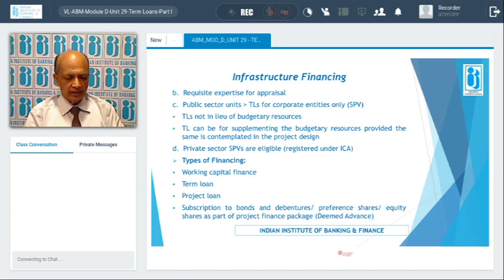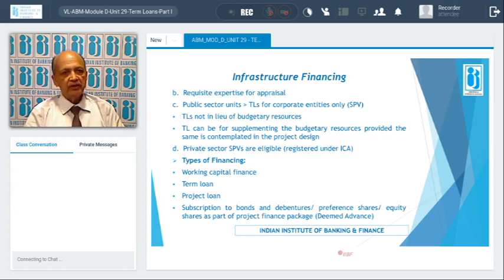Another condition to be complied with is requisite expertise for appraisal. Banks undertaking infrastructure projects should have adequate expertise, adequate personnel to carry out the technical feasibility, financial viability, and bankability, all the things to be ascertained by competent people who can do this assessment or the study. The bank should have such a department or such infrastructure. Then only go ahead with the infrastructure lending.